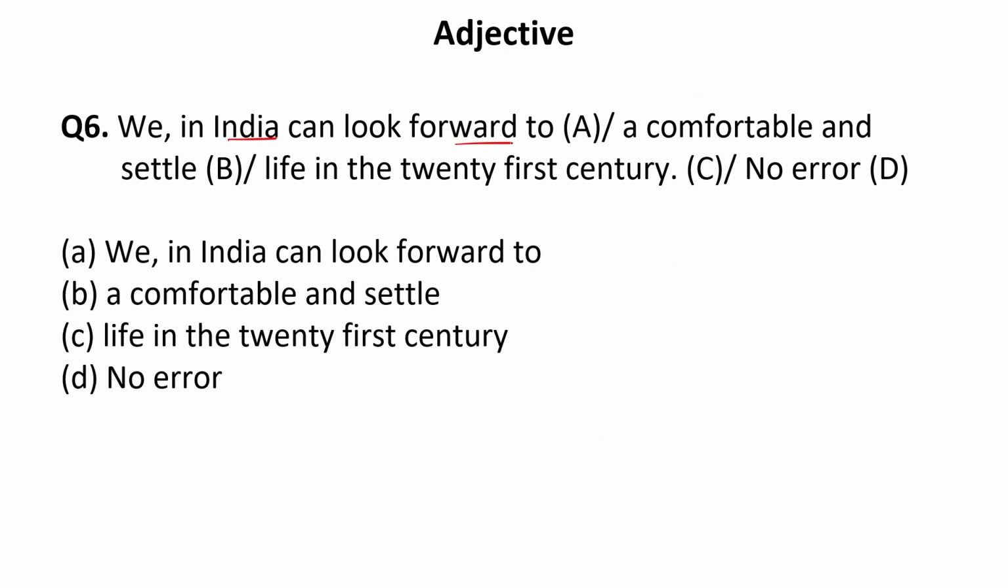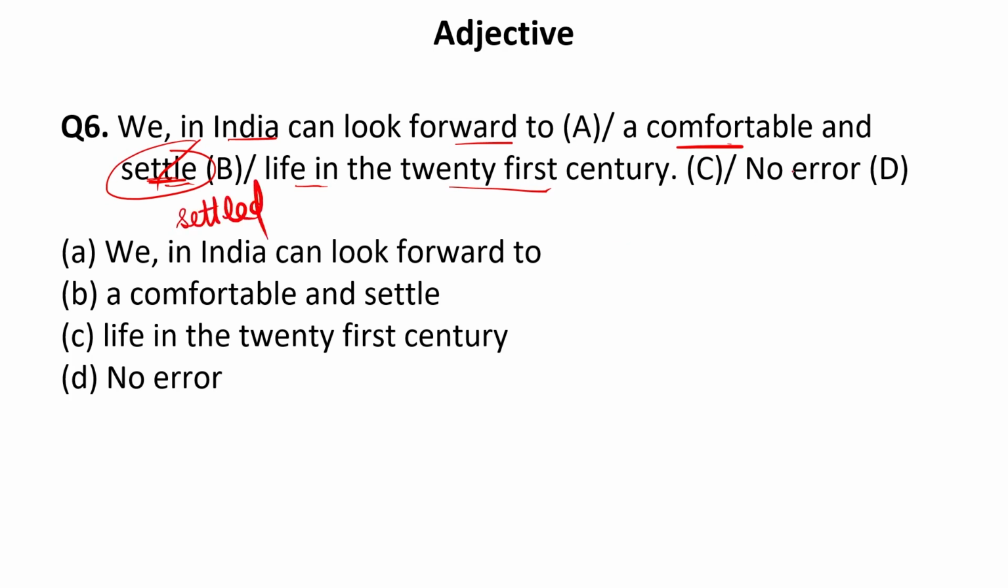Now let us move to the next one. We in India can look forward to a comfortable and settled life in the 21st century. Now in this sentence, we can see we in India can look forward to a comfortable and settled. Now the settle word is a verb. So we need an adjective over here. So we have to make this in participle form. So it should be settled.